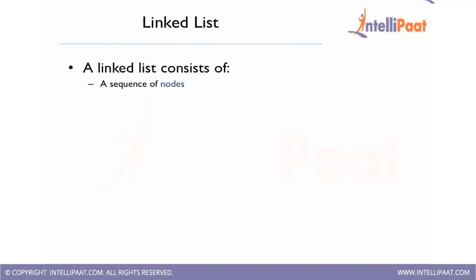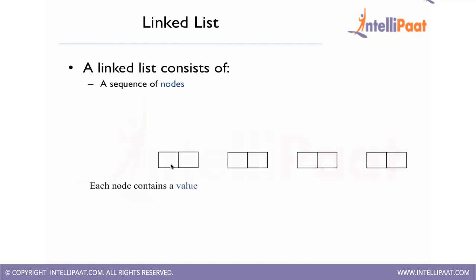So let's begin. So what is a linked list? A linked list consists of a sequence of nodes. So what is a node? A node is a segment of memory. So here this is a memory segment, this is a memory segment, this is a memory segment. So a linked list is a sequence of nodes. A node is a section of memory.